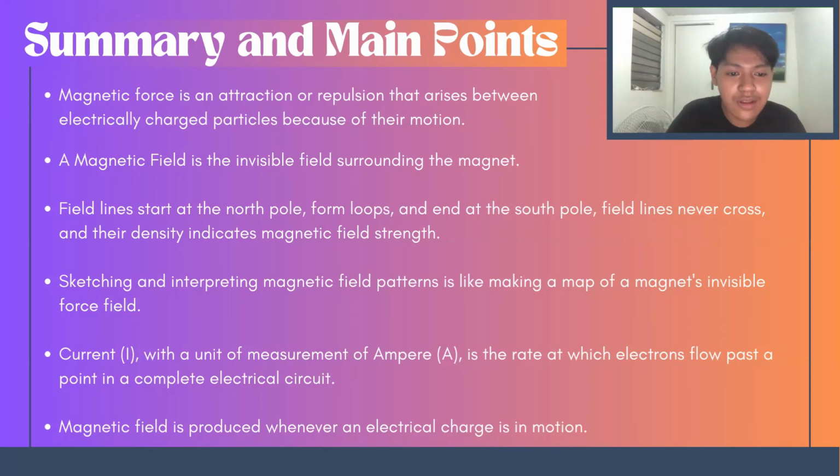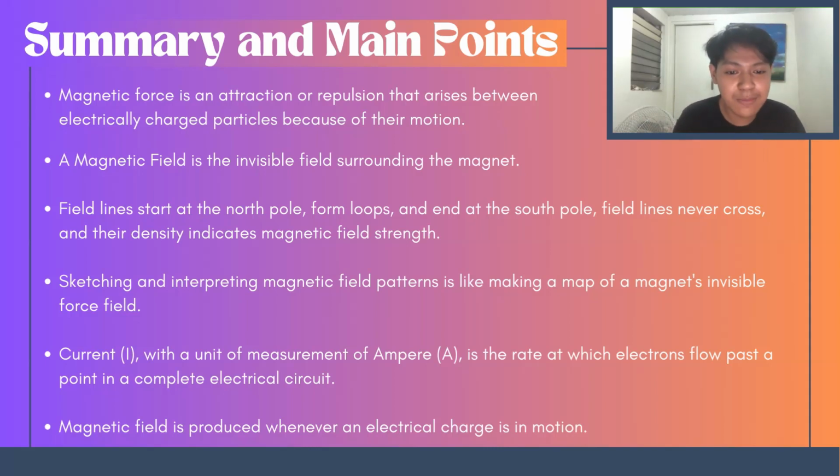magnetism. The unit of measurement, the ampere, or A, is the rate at which electrons flow past a point in a complete electrical circuit. DC flows in one direction only, while AC flows back and forth, similar to the difference between water flowing through a hose and air flowing from a fan. So, what that means is, DC flows in one direction only, while AC goes back and forth, or returns.